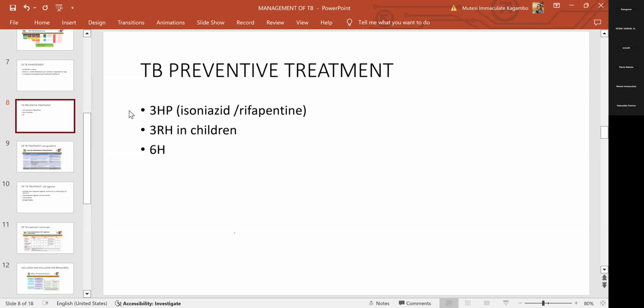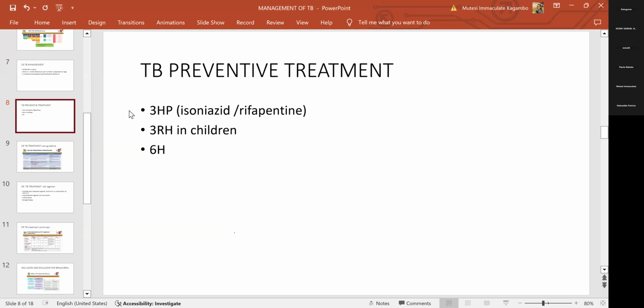We have isoniazid in combination with rifampicin. Now, the P is rifampicin, the H is isoniazid, the 3 is the duration for which you take it. So this is a 3-month preventive treatment. You will see this abbreviation TPT.